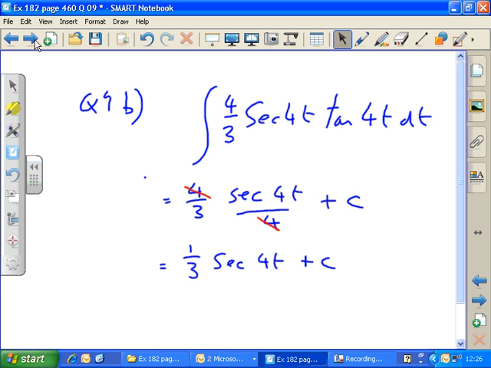So these two questions really are just about recognizing standard integrals and that we can use them.